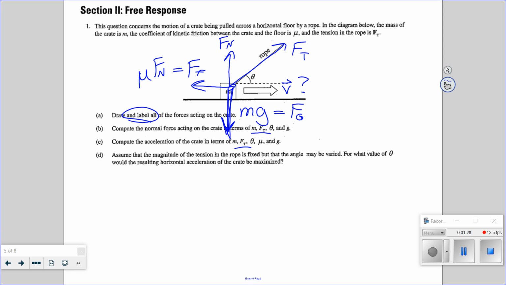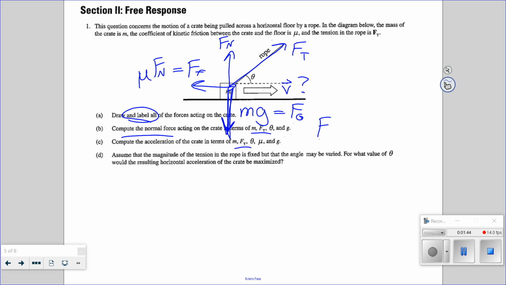College Board will often say, write force vectors, not components. So notice how I didn't split this into cosine and sine. You can lose points for splitting into cosine and sine. Usually just 1 point. Okay, compute the normal force.